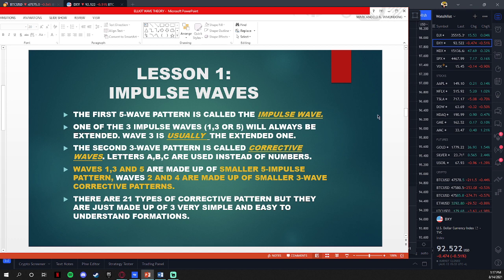So, impulse waves. The first wave pattern is called the impulse wave. One of the three impulse waves, 1, 3, or 5, will always be an extended wave. Wave 3 is usually the extended one. The second wave pattern is called the corrective waves. Letters A, B, C are used instead of numbers, as you can see here.